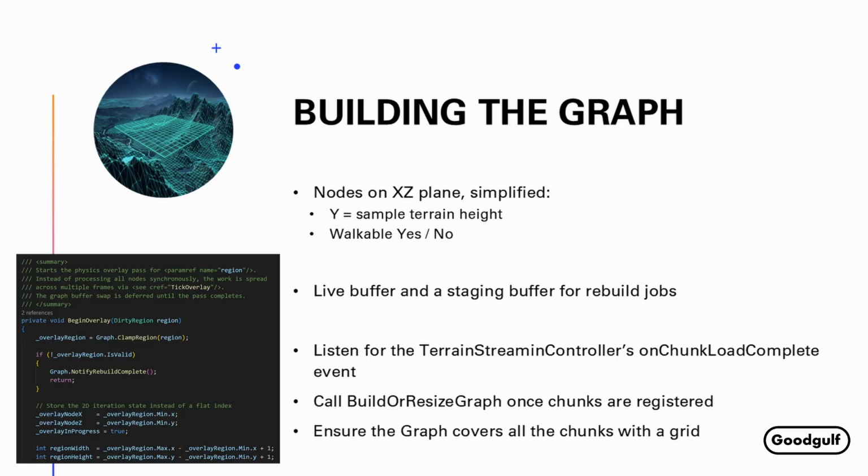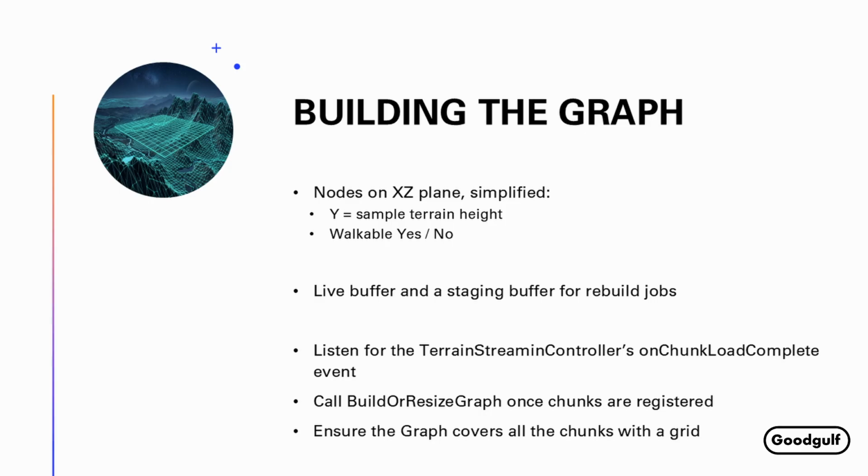After the Burst job finishes, we need a second pass to mark nodes blocked by physics colliders: rocks, buildings, walls the player has constructed. The physics API cannot be called from a Burst job, so this needs to run on the main thread. To avoid a stall, the overlay pass is spread across frames. We'll cover this in the next video.